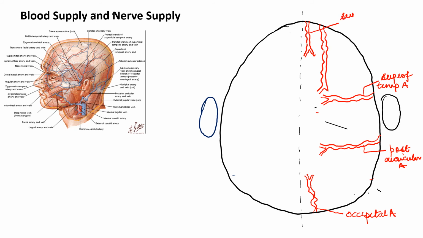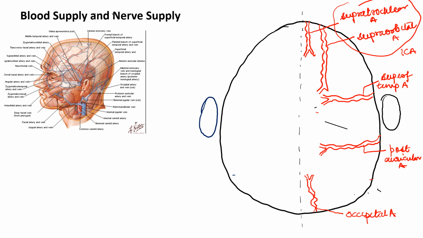So the supratrochlear artery and the supraorbital artery. These two arteries are branches of the internal carotid artery, while the rest are branches of the external carotid artery. So we have a large number of blood vessels supplying the area of the scalp. There is an anastomosis taking place between external carotid artery branches and the internal carotid artery.